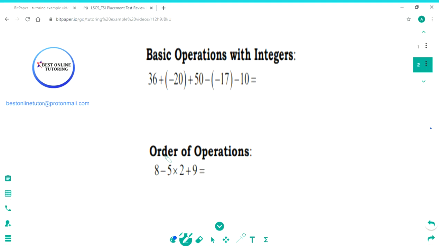So I wanted to go over a few tips that may help you with basic operations that are expected of you on that test. First, let's look at basic operations with integers. Integers are numbers, whole numbers, that are positive and negative. So no decimals, no fractions. Integers as a general definition are whole numbers, positive or negative. That kind of gives you an idea of what an integer is.